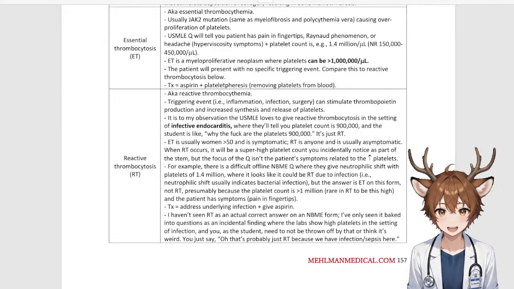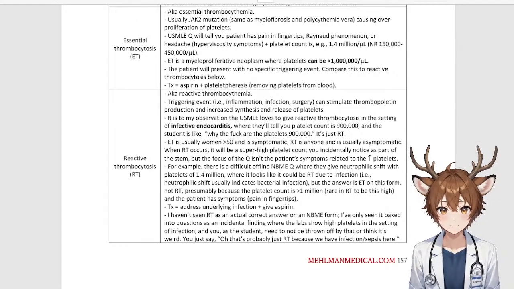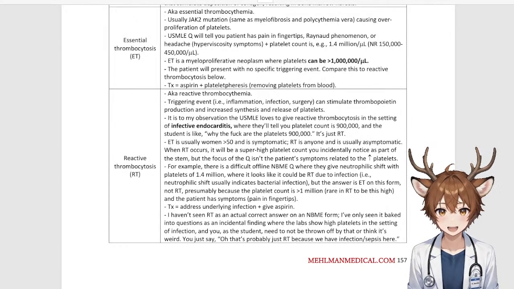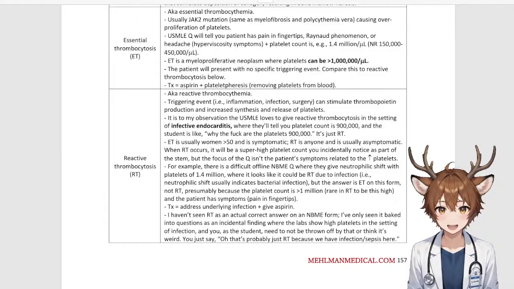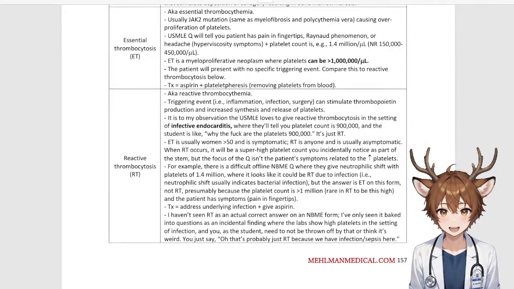Essential thrombocytosis, aka essential thrombocythemia, usually a JAK2 mutation, same as myelofibrosis and polycythemia vera, causing proliferation of platelets. USMLE question will tell you a patient who has pain in fingertips, Raynaud phenomenon, or headache, hyperviscosity symptoms, plus a platelet count, that is to say 1.4 million per microliter. Normal range would be 150,000 to 450,000 per microliter. Essential thrombocytosis is a myeloproliferative neoplasm where the platelets can be greater than 1 million per microliter. The patient will present with no specific triggering event. Compare this to reactive thrombocytosis below. The treatment would be aspirin plus platelet pheresis, removing platelets from the blood.